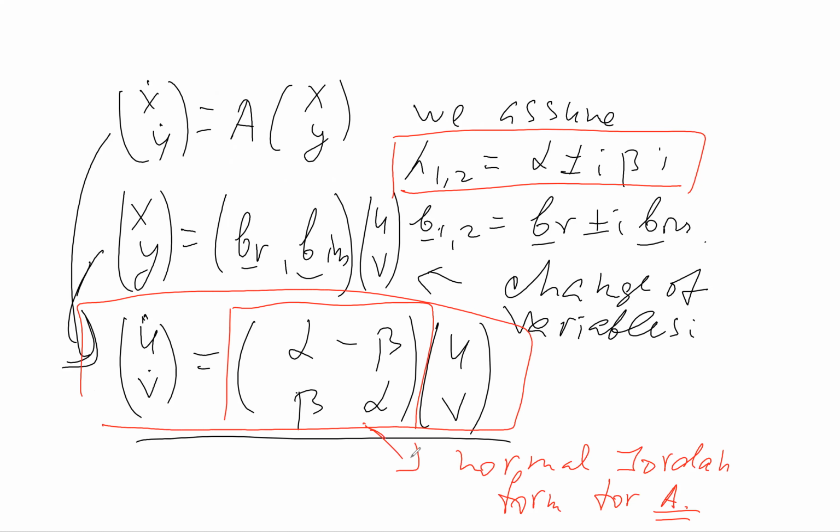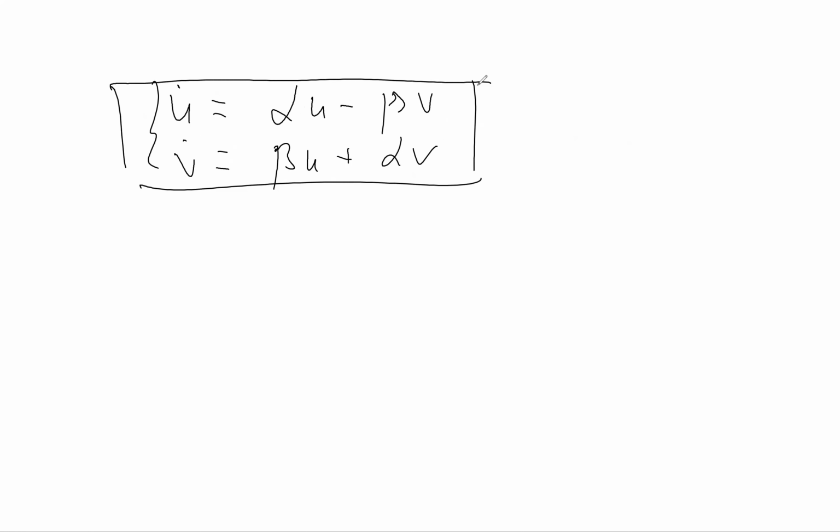Now we will consider this case. We consider (u, v) dot: u dot equals alpha u minus beta v, and v dot equals beta u plus alpha v. So this is what we get in this Jordan form at the end, the linear system.